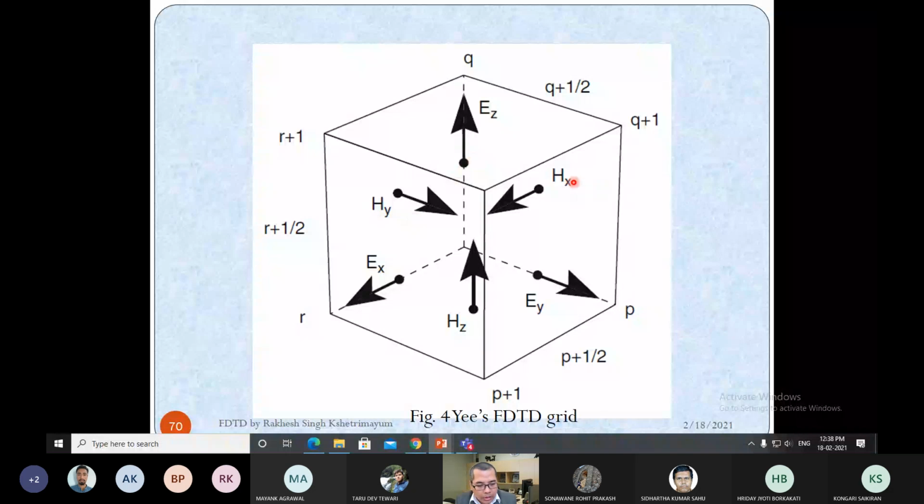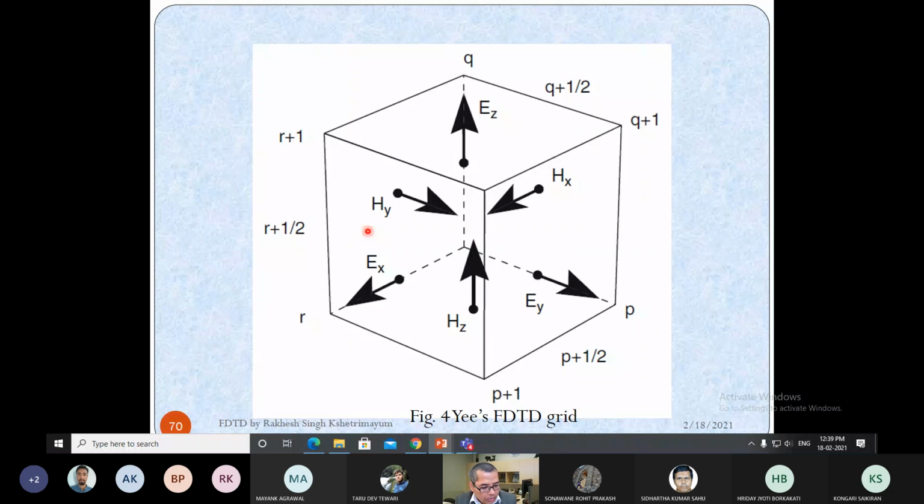And how about this Hx? Hx is placed at the face of the cube. So this is Z, this is Y. If you have Hx here, what are the remaining variables? Y and Z. So this is a face in the YZ plane, and you're placing Hx at the center of that. Similarly, Hz is placed at the face. What are the remaining variables? X and Y. It's at the center of the XY face. Similarly, for Hy, what are the remaining variables? X and Z. So it's placed in the center of the face of the XZ plane.